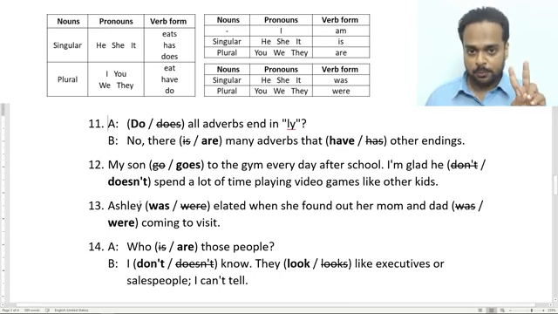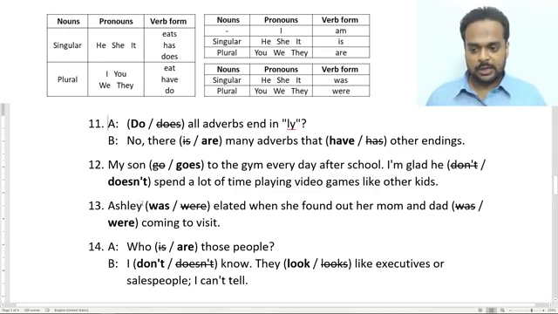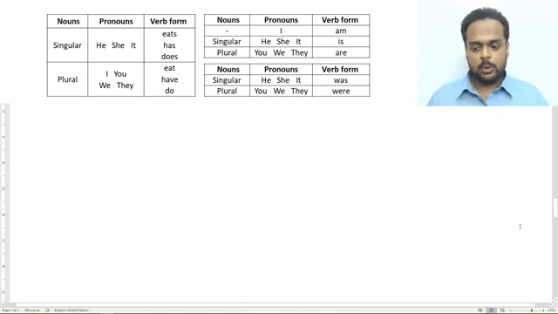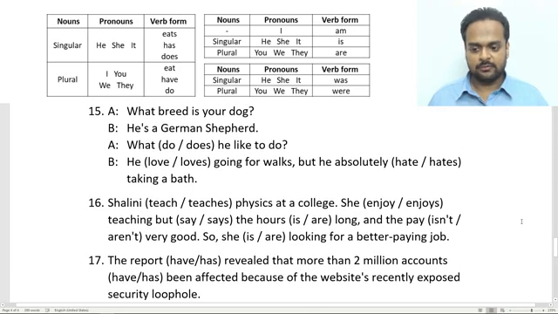Mom and dad are 2 people. Again, we have a compound subject. Mom and dad were coming to visit. Okay, number 14, who are those people? I don't know. They look like executives or salespeople. I can't tell. All right, we move on to our last set of sentences, sentences number 15 to 17. These are slightly longer to challenge you. Go ahead and stop the video and do the exercise.